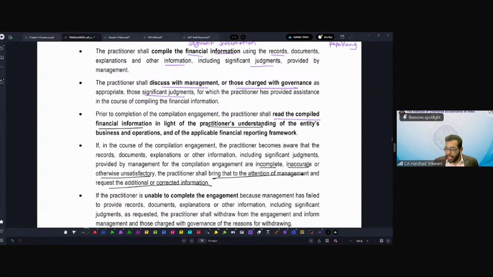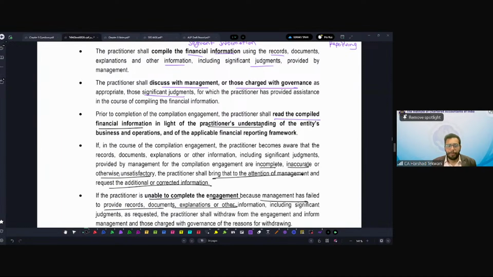No. The responsibility of providing the data is with management. If management is not providing me the data, which creates a limitation on the scope of engagement, I will inform management: you are not providing me the data, and I need this information to complete my engagement.